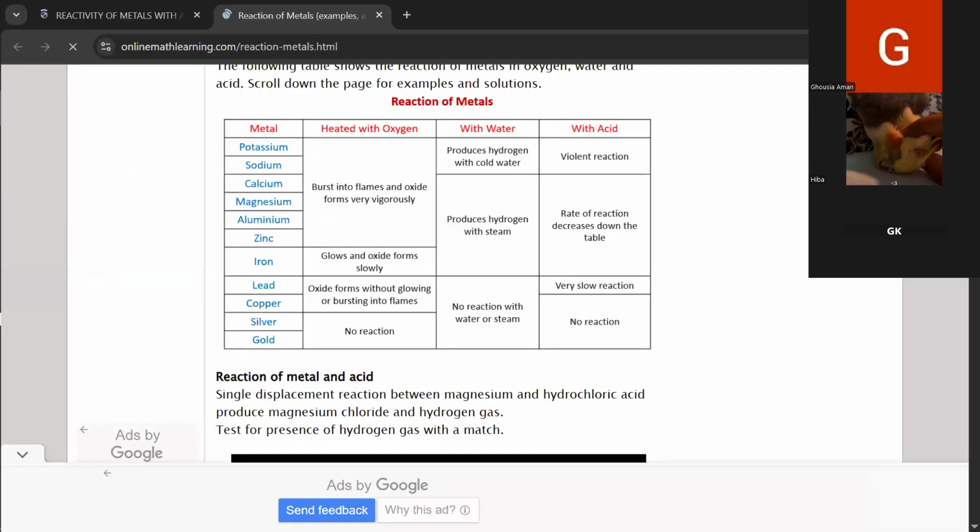Okay, so now let's see this thing. You can take a screenshot of this thing which I'm showing you. Reaction of metals with air, water, and acids. Okay, so this is the table. You take the screenshot of this table.